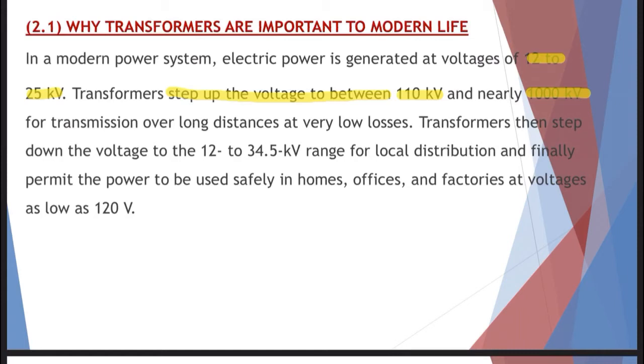To the 1 to 5 kilovolt range for local distribution, and finally permit the power to be used safely in homes, offices, and factories at voltages as low as 120 volts, which is low voltage, because as you know, in our homes we need low voltage. Okay, so this is the function of a transformer, to step down the high voltage to low voltage.